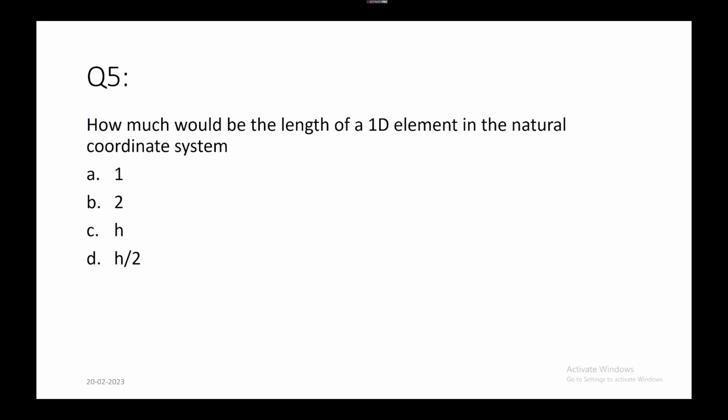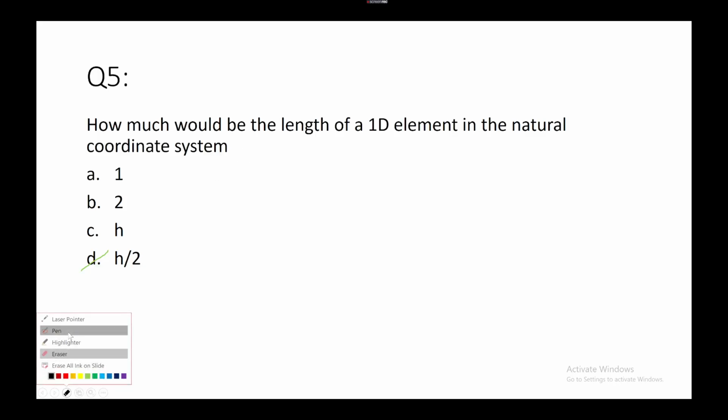Okay, this is a straightforward question. How much would be the length of a one-dimensional element in the natural coordinate system? So there are four options given. H by 2. Sorry, it's 2. This one? H by 2. Oh, h by 2. Okay. I'll erase this. So how much would be the length of a one-dimensional element in the natural coordinate system?